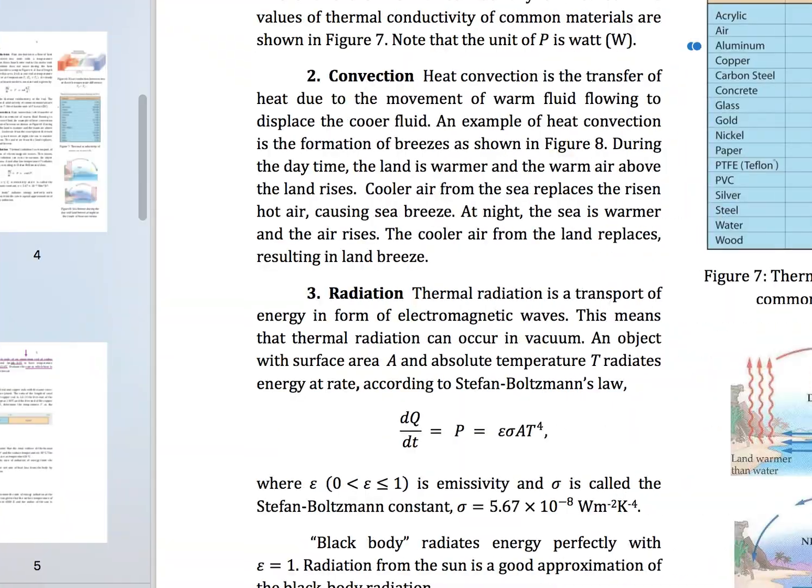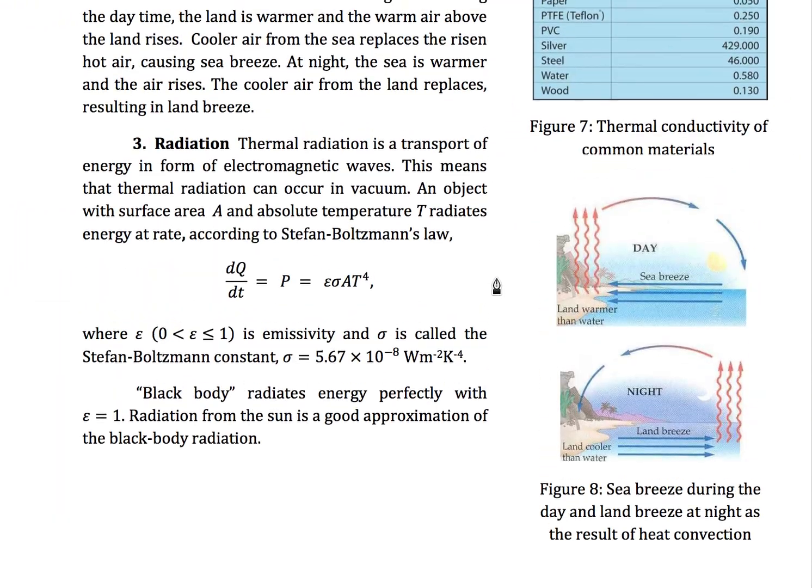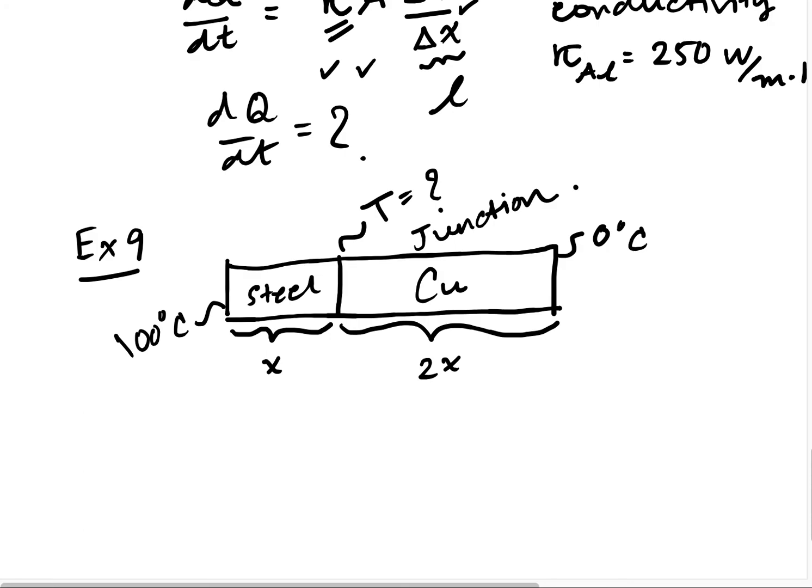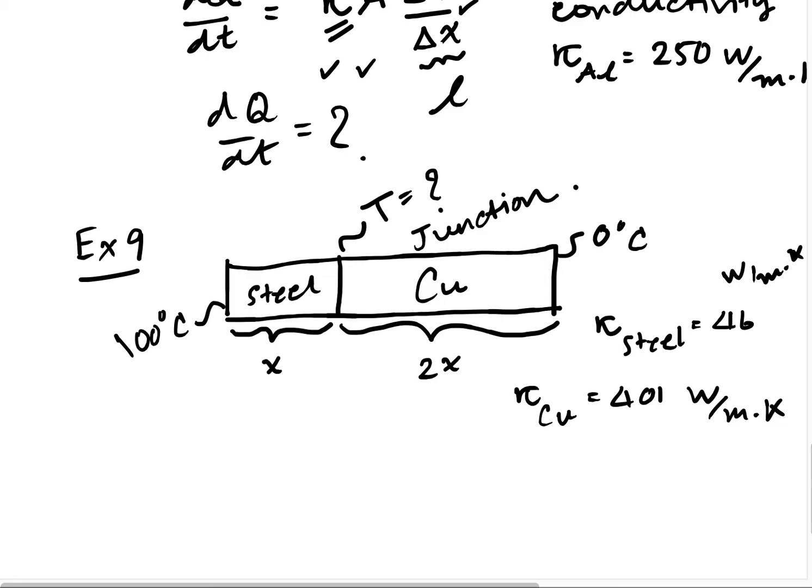I will be opening the table for you. For the steel, the conductivity is 46, and for the copper, the conductivity is 401. I'll just write down here kappa steel 46 watt per meter Kelvin, kappa for copper 401 watt per meter Kelvin.